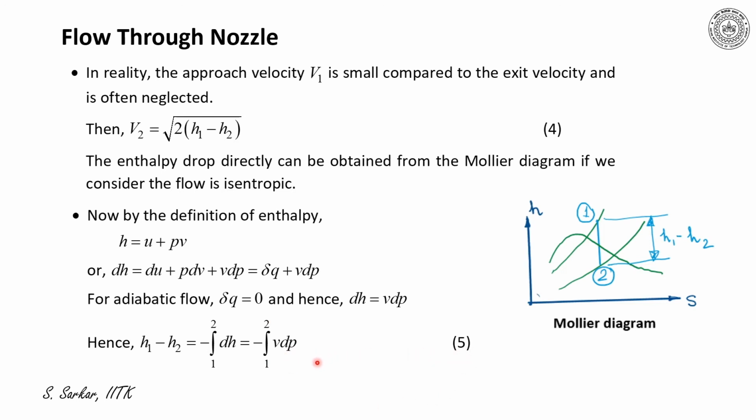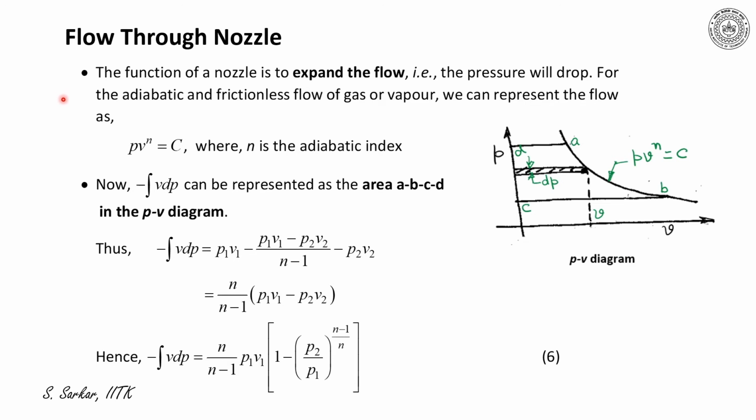Thus, from equation number 5, one can evaluate the drop of enthalpy, and this value of h1 minus h2 can be put in equation 4 to get v2. The function of a nozzle is to expand the flow, that is, the pressure will drop. For the adiabatic and frictionless flow of gas or vapor, we can represent the process as P v to the power n is equal to constant, where n is the adiabatic index. Now, I have considered a PV diagram where the process is represented by this line, which can be considered 1 and 2. So P v to the power n is equal to constant is represented by a line as indicated here.